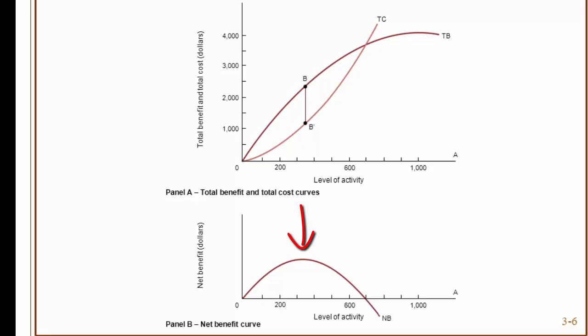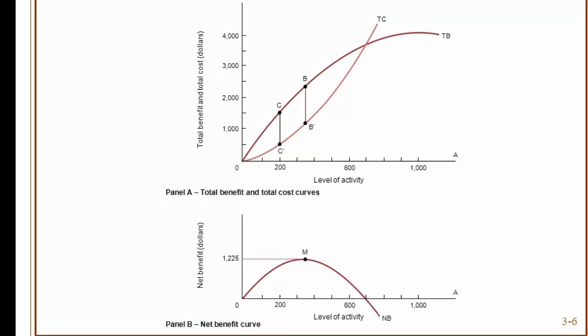I can see in my picture here that will occur. It's kind of easy to see where the top of the hill is in panel B, but to be able to sort of trace that level of activity up to panel A, I can see that occurs at that level associated with the B and the B prime there in panel A. And I can see that I get this maximum amount of the net benefits that is there. Again, we're interested in optimization, getting the absolute most net benefit that you can.